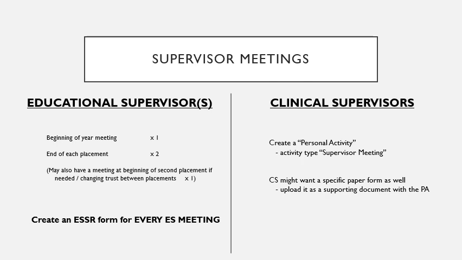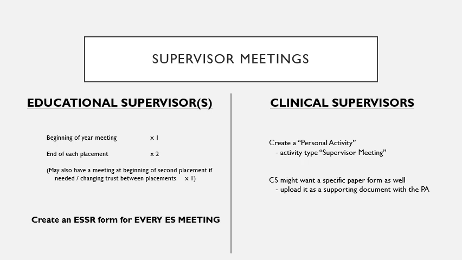You will need to meet with your educational supervisor at the start of the year and at the end of each placement as a minimum. You will also need to meet with them at the start of your second placement if you're moving trusts halfway through the year. For every meeting that you have with your educational supervisor, please create an ESSR.